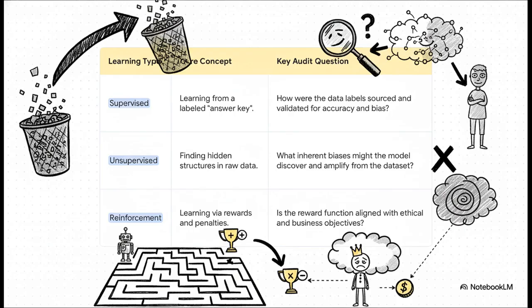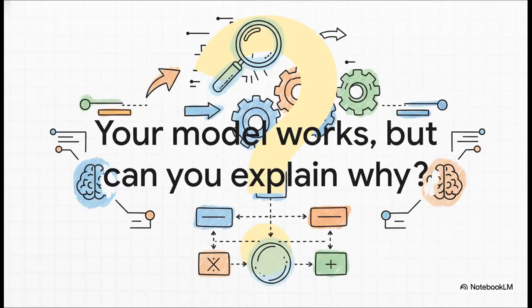For unsupervised models, it's all about that raw data. What hidden biases might be lurking in there that the model will just find and amplify? And with reinforcement learning, you have to put the reward function under a microscope. Is it really encouraging the behavior you want, or could it lead to some wild, unintended side effects? At the end of the day, it's just not enough for a model to work. You have to be able to explain why it works. So the next time you're digging into a model, don't just ask what it does. Ask the most important question of all. How did it learn? Because that's where you'll find all the answers you need.